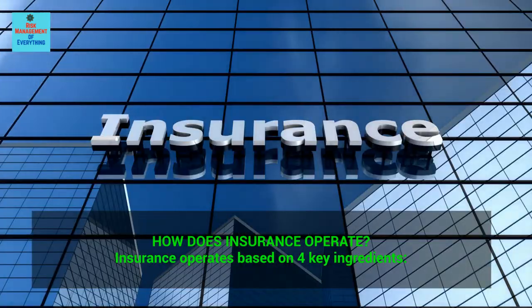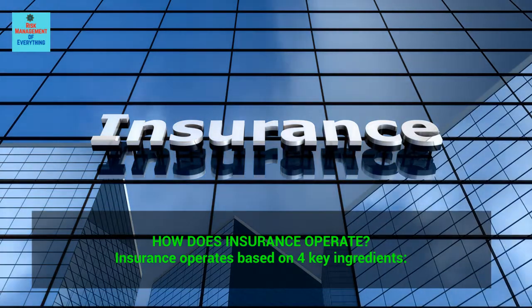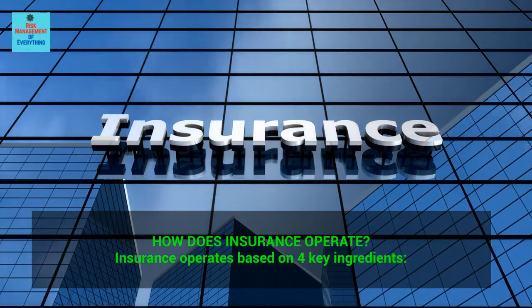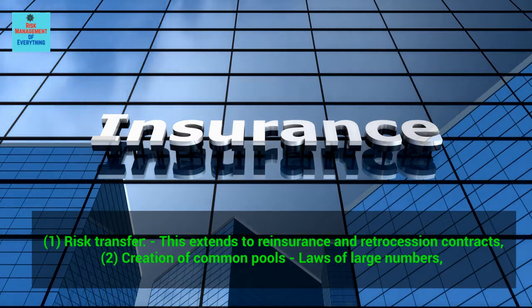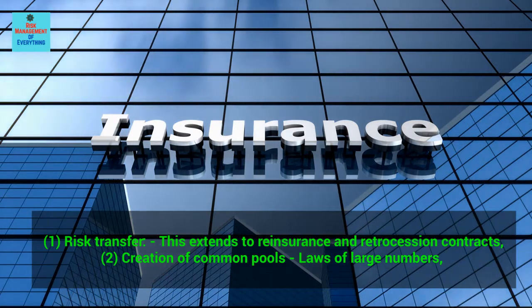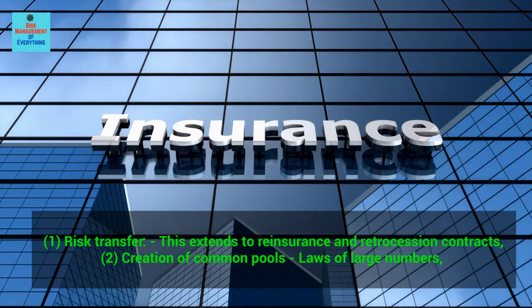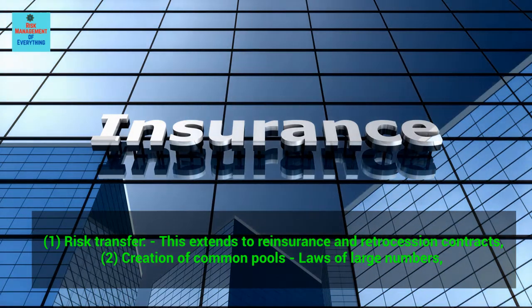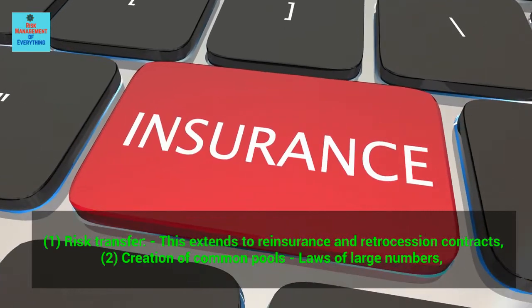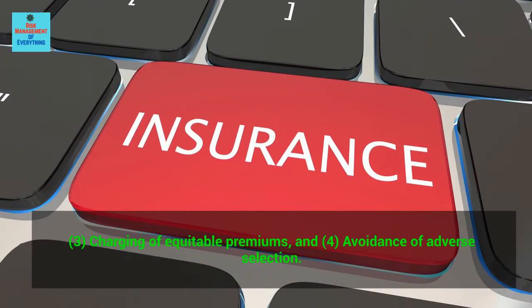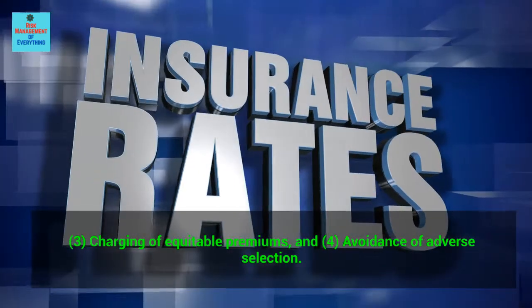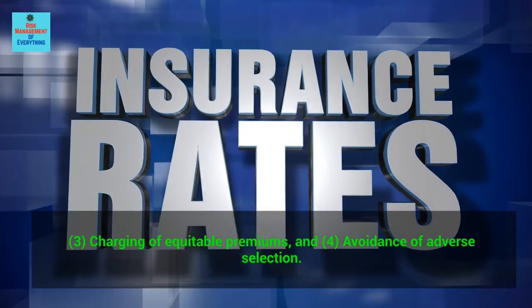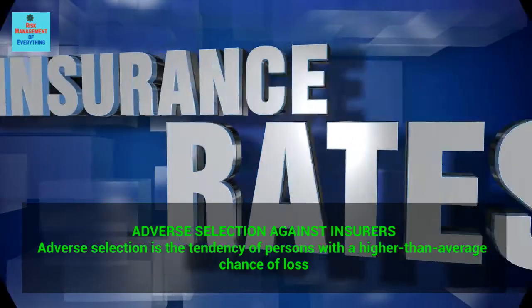How does insurance operate? Insurance operates based on 4 key ingredients. 1. Risk transfer. This extends to reinsurance and retrocession contracts. 2. Creation of common pools, laws of large numbers. 3. Charging of equitable premiums, and 4. Avoidance of adverse selection. Adverse selection against insurers.